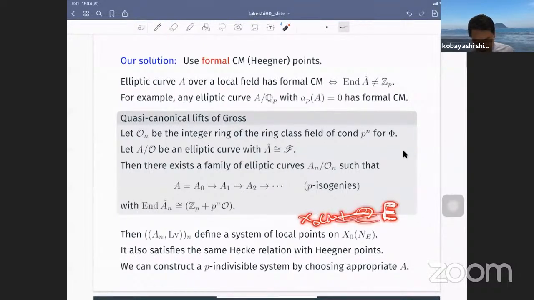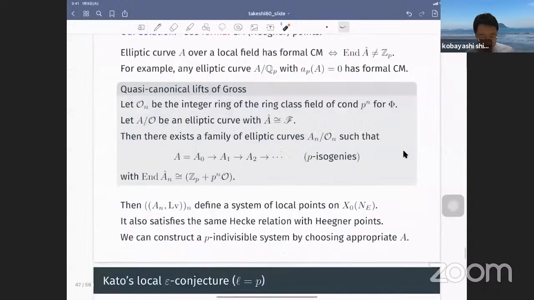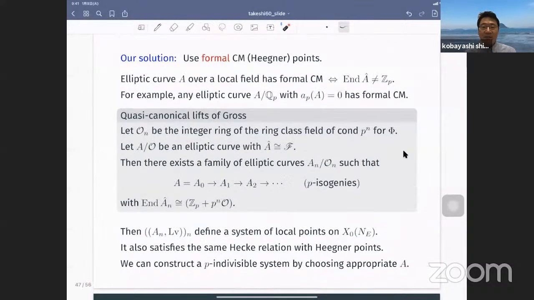So we can construct many p-indivisible elements here, and such curves exist, so many such elliptic curves, with continuous cardinality. So we have a lot of points. So we can show the p-indivisibility for such formal points. Yes, so I stop here. Thank you very much.